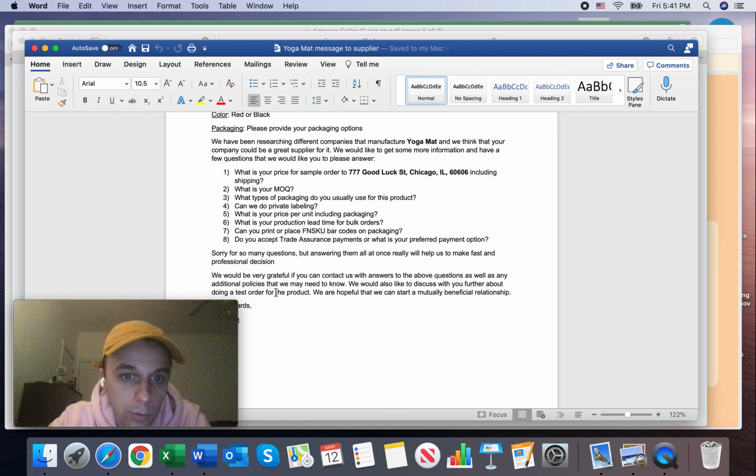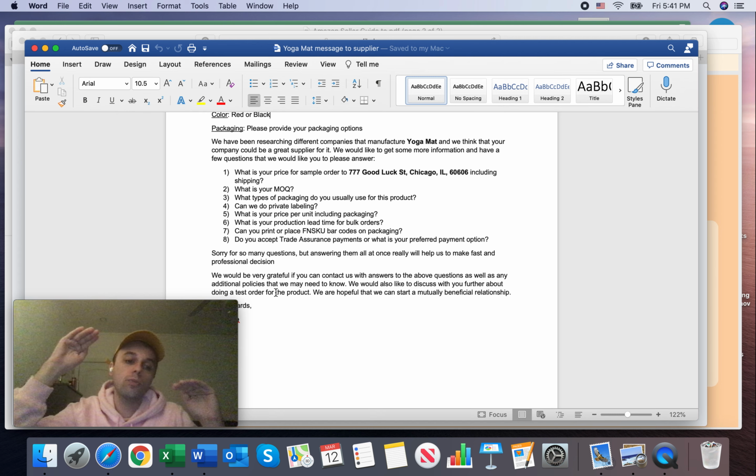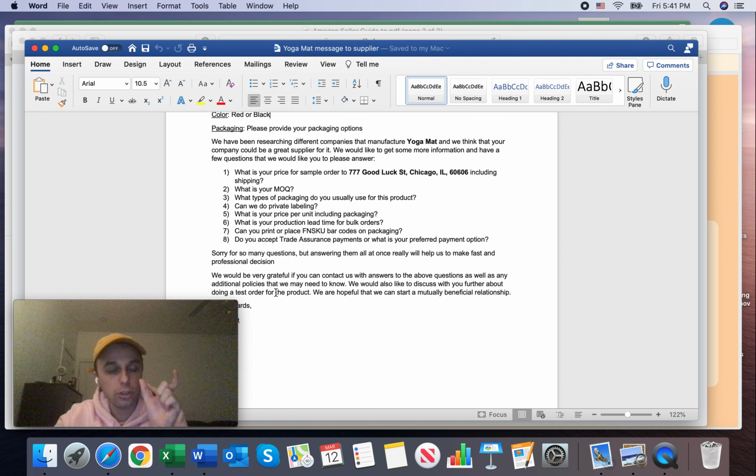Question number 7, I would ask if they can put FNSKU barcodes on a product. What is the FNSKU barcode? It's a special internal Amazon barcode Amazon staff use to scan your product, put them into inventory, to locate your product in inventory, and when somebody buys, scan it again and adjust your inventory level in their system.